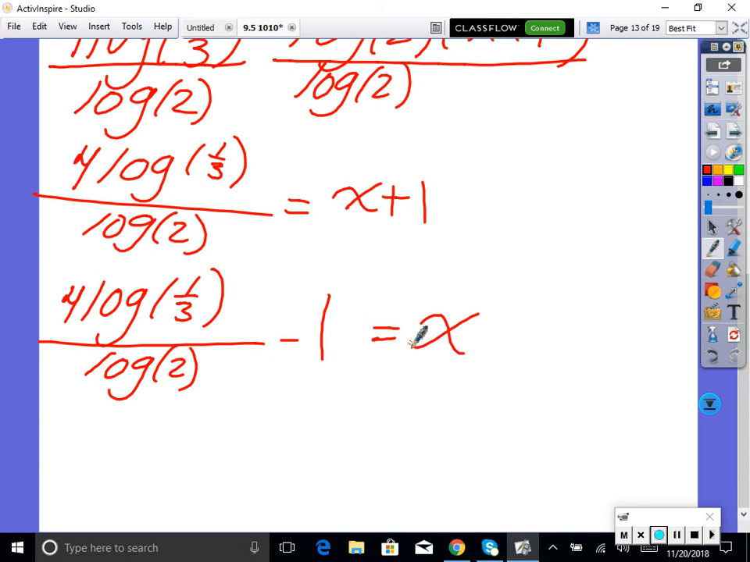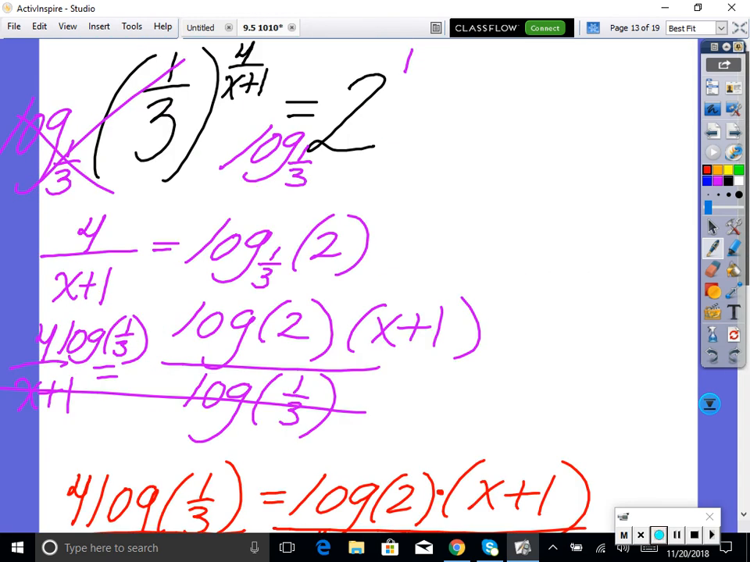It's just 4 log of 1/3, so that's 4 times log of a third. 4 log of 1/3, hit enter, divided by log of 2, hit enter, minus 1. Negative 7.33-ish. It's longer than that. X is equal to negative 7.33. Let's check if that solution is appropriate.